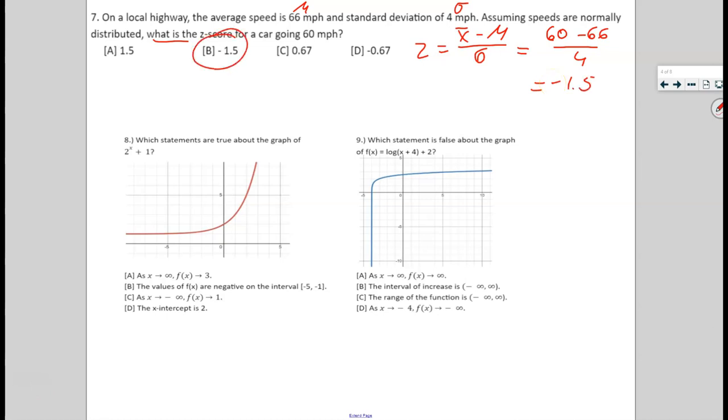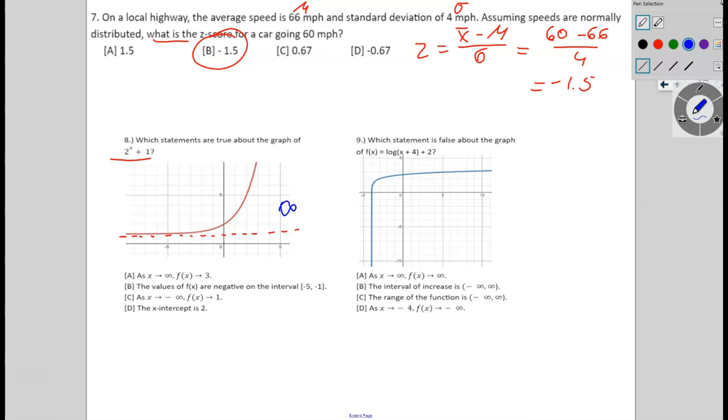All right, now it says which statements are true about the graph, question 8. So this is obviously an exponential graph. My asymptote looks like it's at 1. I'm going to draw it right here for you guys. Option A: as x approaches positive infinity, my f of x, my function, is approaching 3. That is not true. My function is traveling toward positive infinity. So option A is not correct.